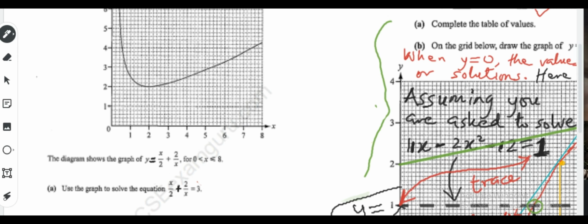Use the graph to solve the equation x over 2 plus 2 over x equals 3. So the diagram shows the graph of y equal to x over 2 plus 2 over x for 0 less than or equal to x less than or equal to 8. Use the graph to solve the equation x over 2 plus 2 over x equals 3. So what do we do?